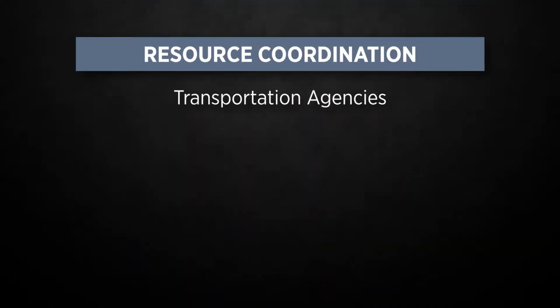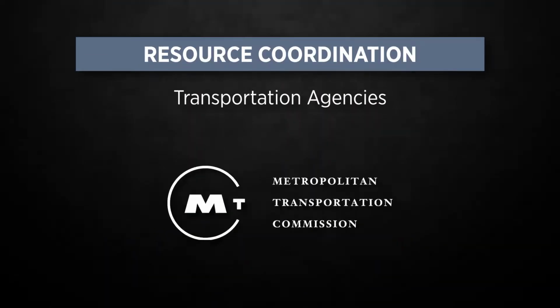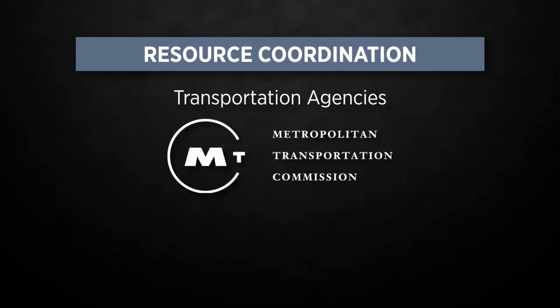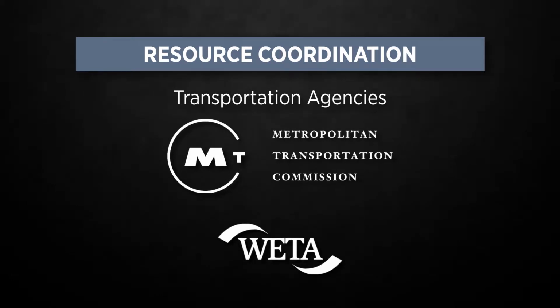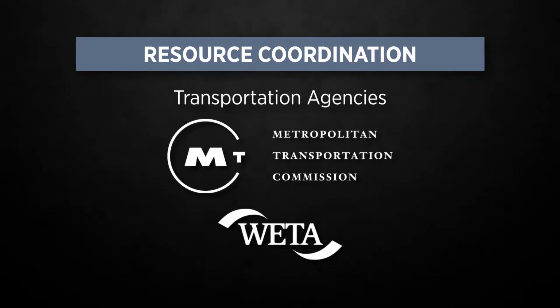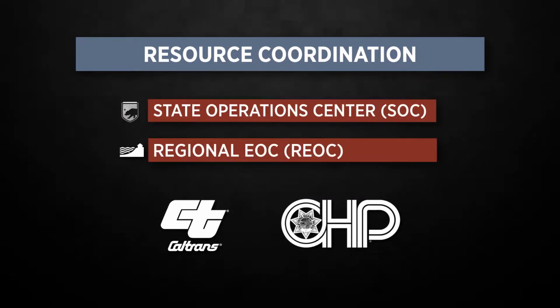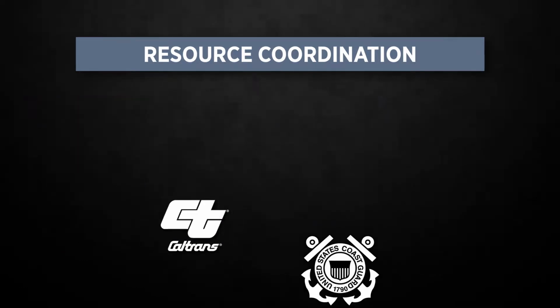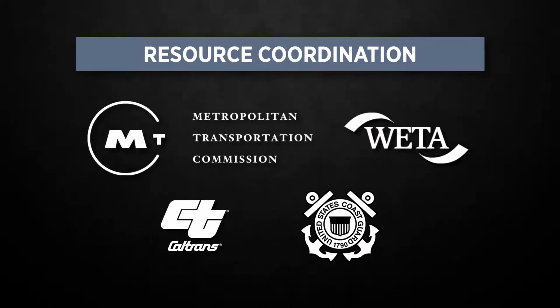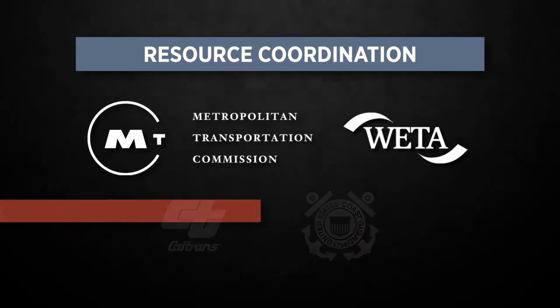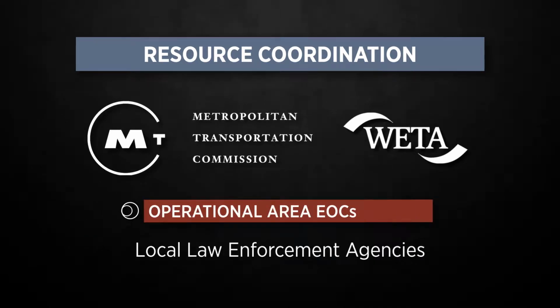Bay Area transportation agencies and their resources are coordinated through the Bay Area Metropolitan Transportation Commission, or MTC, which maintains communication with the Bay Area Water Emergency Transportation Authority, or WETA. State agencies such as Caltrans and the California Highway Patrol, or CHP, coordinate resources directly with the SOC or REOC. Caltrans and the U.S. Coast Guard will work with MTC and WETA to prioritize major ground and maritime transportation routes and coordinate with operational area EOCs and local law enforcement agencies to manage evacuation procedures.